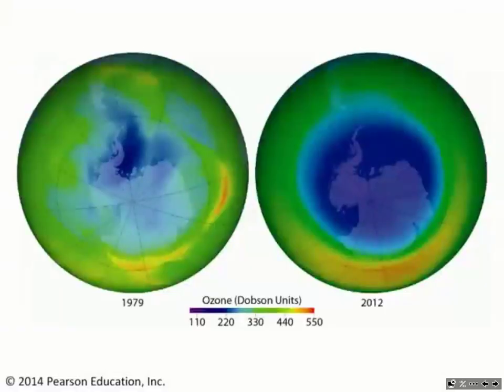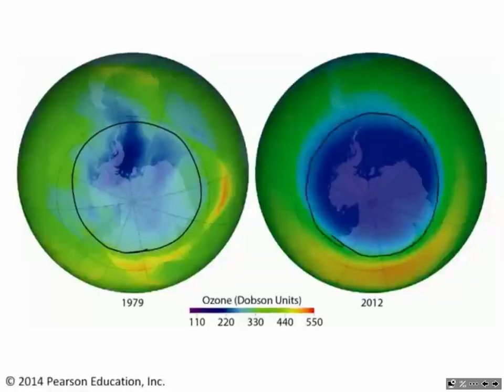The ozone hole over Antarctica was a certain size in 1979, but it got to be much bigger than that. This is what it looked like in the year 2012. You can see that there's much, much less ozone over Antarctica.